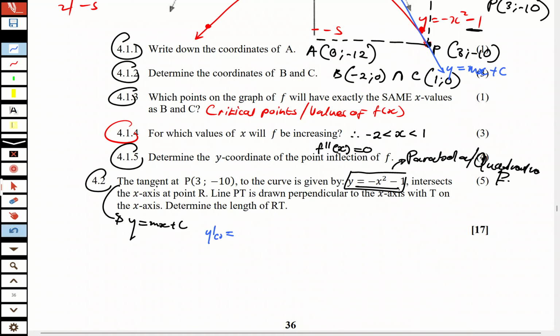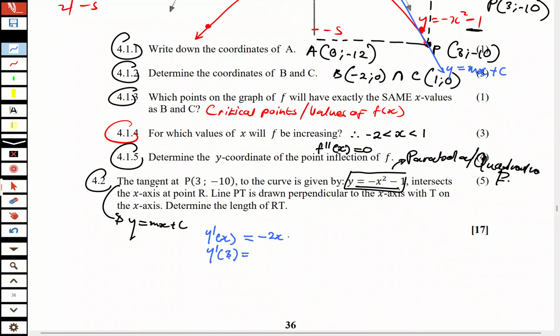Let me just write this nicely. So the first derivative of this function is going to give us negative 2x. So now we want to find the gradient at that point P using the x value, guys. You always use the x value. Don't use the y. So you say at x = 3, what is the gradient? Remember, I told you that when you take the derivative, that expression is going to give you any gradient that you want at any x value.